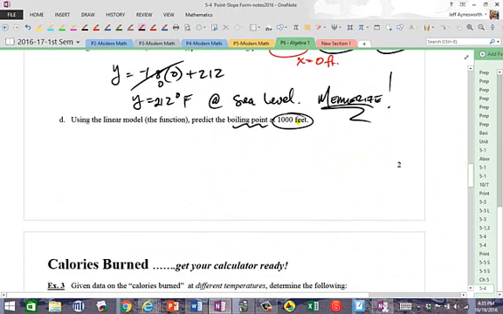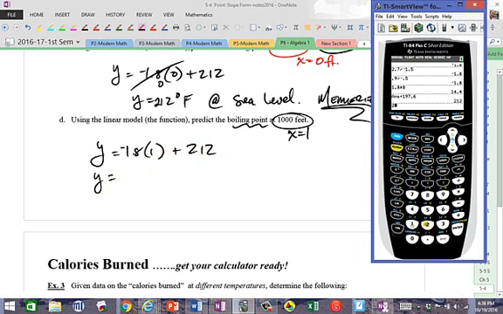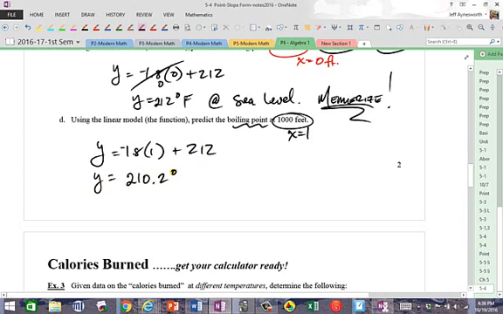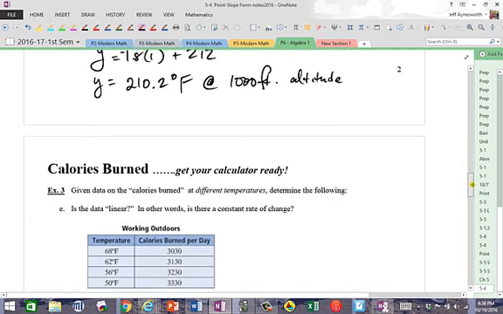So right here, x equals 1. So because of that, y is equal to negative 1.8 times 1 plus 212. So let's figure that out. All right, so 212 minus 1.8. That's 210.2 degrees Fahrenheit at 1,000 feet altitude. That's how you work with it, guys, and that's how you apply what's called point-slope form. And the only thing you need to do is get really good at it. So I got another one here for you.